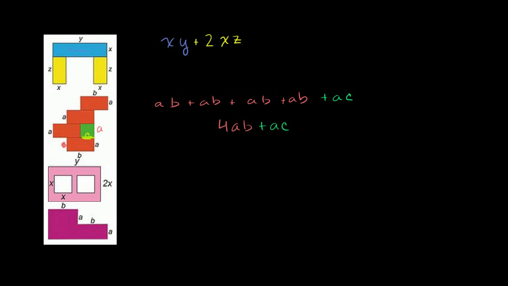Now let's do this one. So how do we figure out the area of the pink area? Well, we could take the area of the whole rectangle, which would be 2xy, and then we could subtract out the area of these squares. So each square has an area of x times x, or x squared, and we have two of these squares, so it's minus 2x squared.